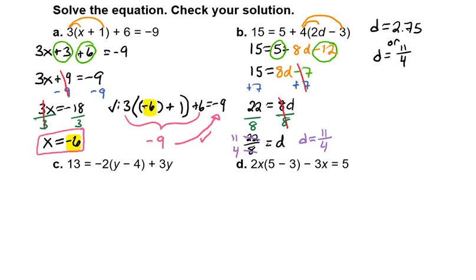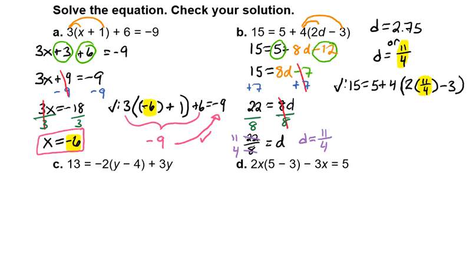And so now we need to check our solution. So we're going to check that, and we'll do that right here. So check. All right, so we're going to be plugging in 11 over 4 into our d's spot. And remember, you can use the 2.75 also. So plug in 11 over 4.